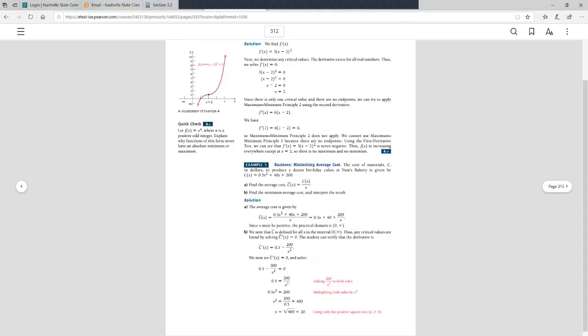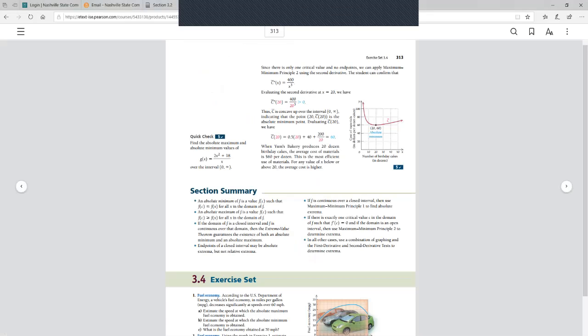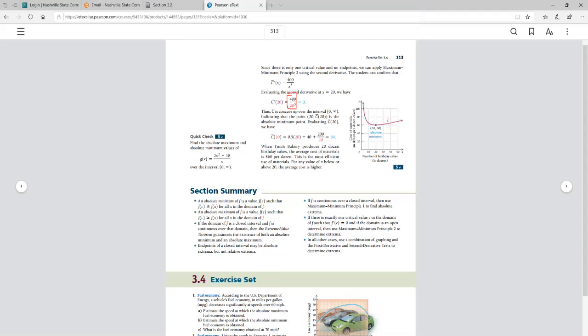And since that is the only critical value we have, we're going to take the second derivative at 20. And if we take the second derivative at 20, we end up getting 400 divided by 20 cubed. And all I care about is this right here. 400 divided by 20 cubed is actually a positive number, which means it's concave up, and therefore we have found the minimum average cost, which happens to be 60.